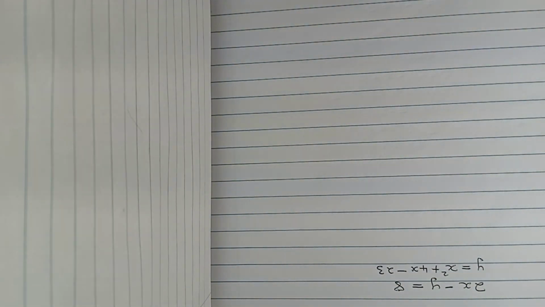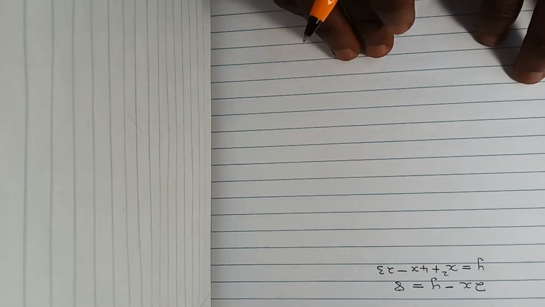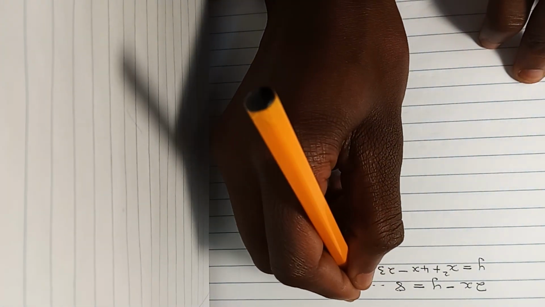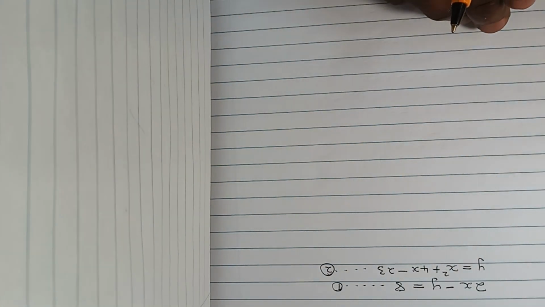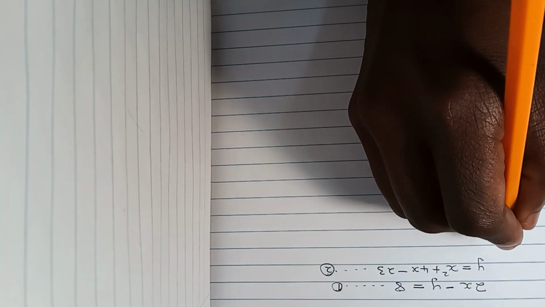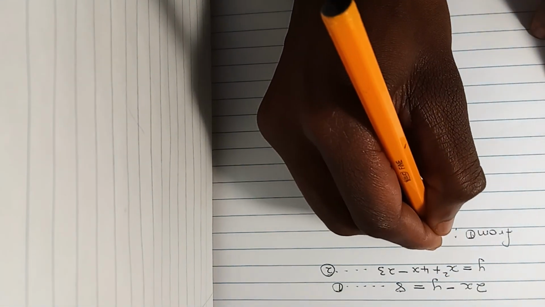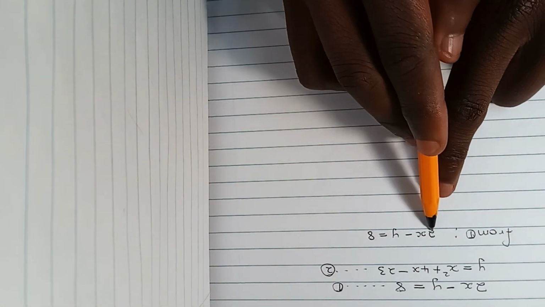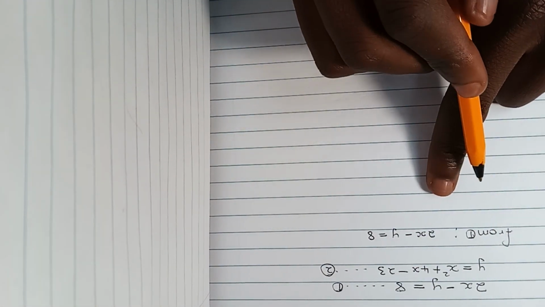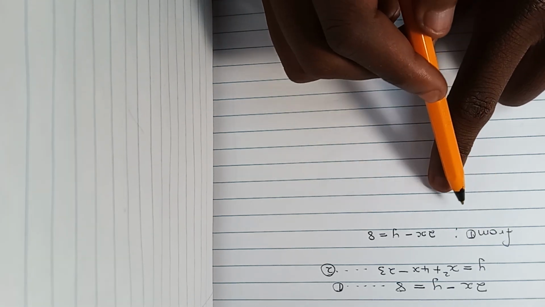Remember, the first thing that you do, you name your equations. Let's go ahead and name them. That's 1. That's 2. So now, which one is the easiest? 1 or 2? That's obvious. 1 is the easiest. So we say from 1, write that equation 1 is 2x minus y equal 8. And then from here, we make x or y subject of the formula. So the easiest way out is to take y to that side.